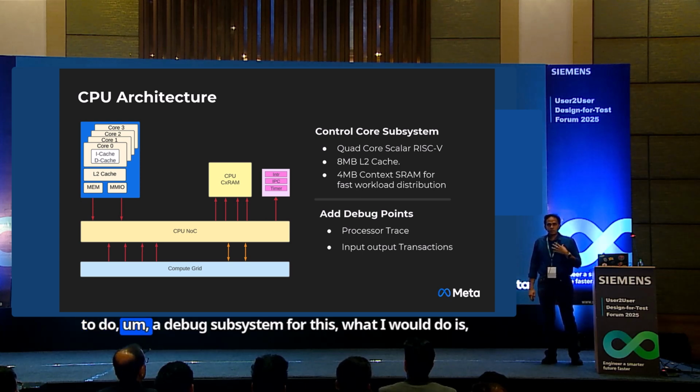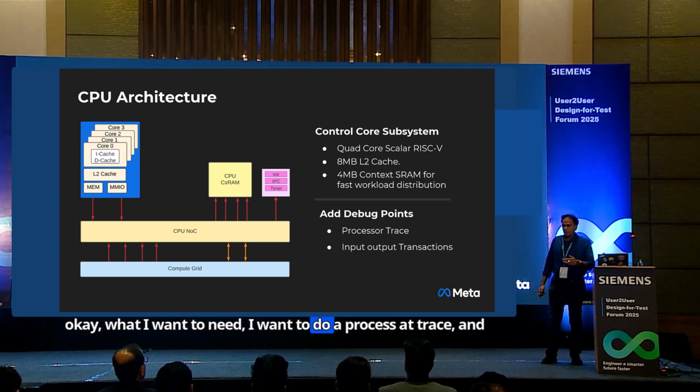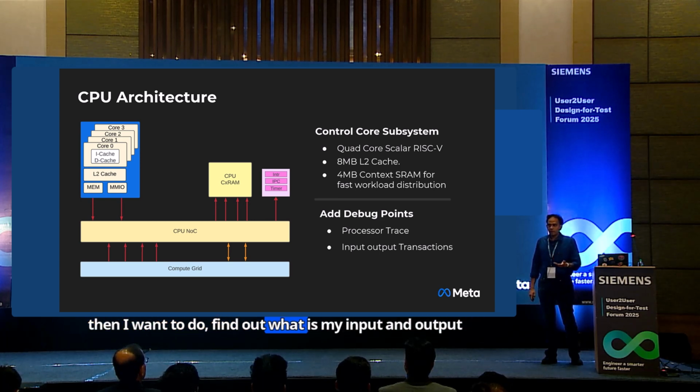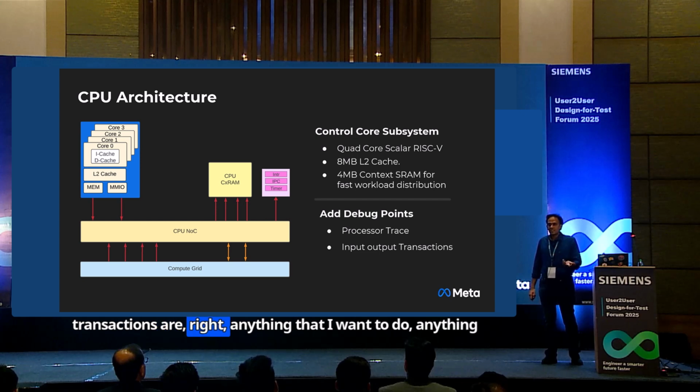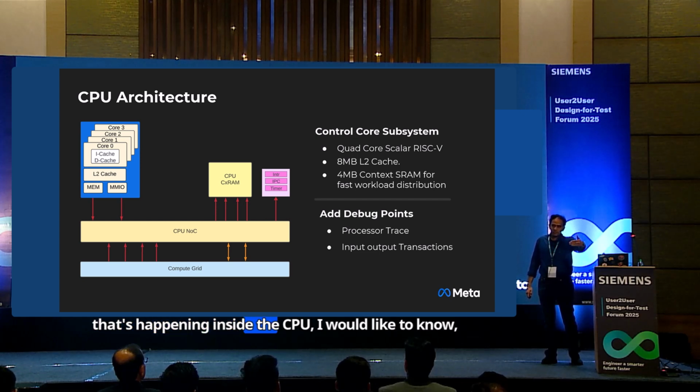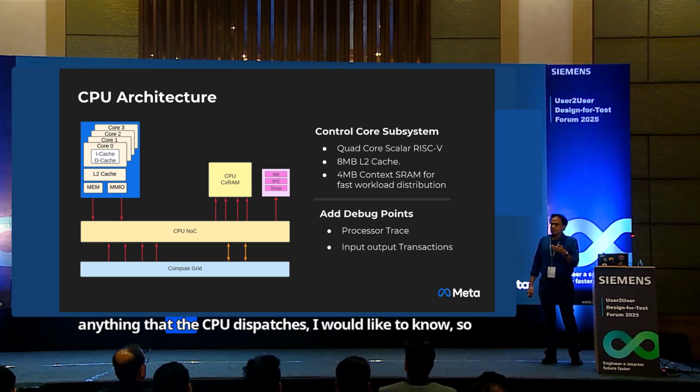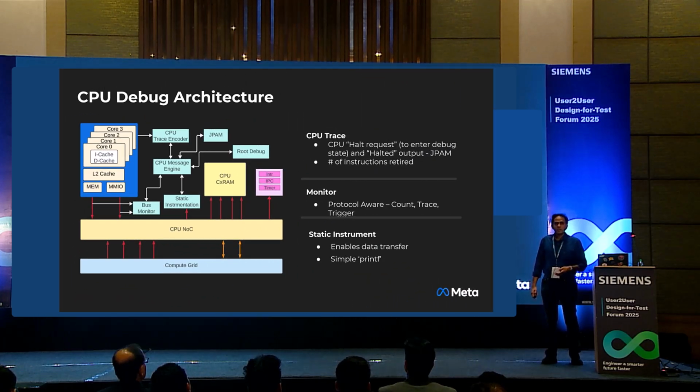If I am interested in doing a debug subsystem for this, what will I need? I want to do a processor trace. And then I want to find out what my input and output transactions are. Anything that's happening inside the CPU, I would like to know. Anything that the CPU dispatches, I would like to know.